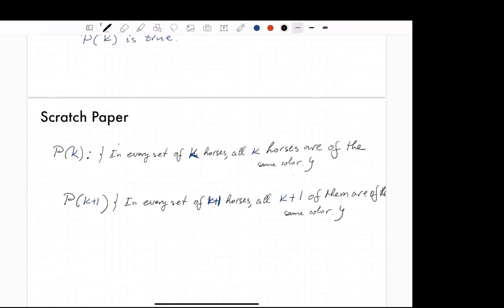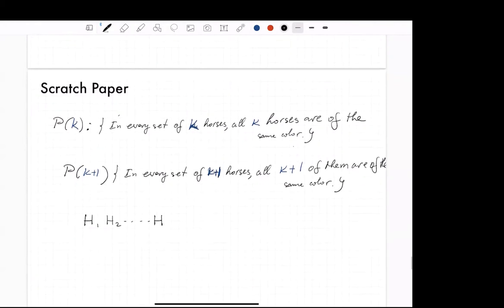I can show that P of K implies P of K plus 1. Here's how I'm going to show it. Here are my horses, H1, H2. I could draw the horses, but because I'm no Picasso, it's easier for me to show it this way. I have K plus 1 horses. These are of the same color by the inductive hypothesis. Say that color is red, whatever.